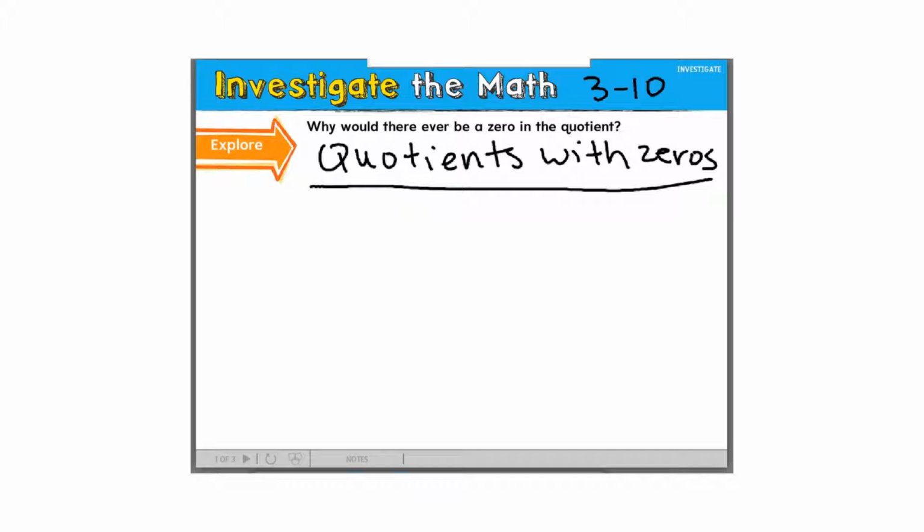If the number is too small, there has to be a 0 because the number is too small. It can't fit in the bigger number.